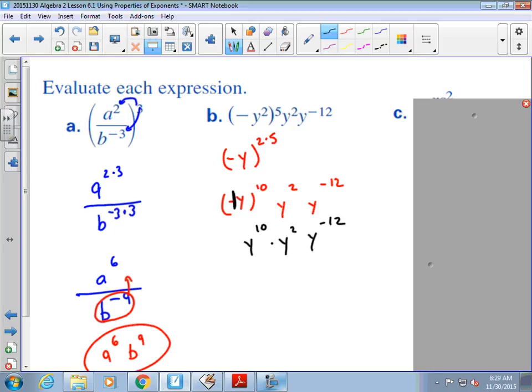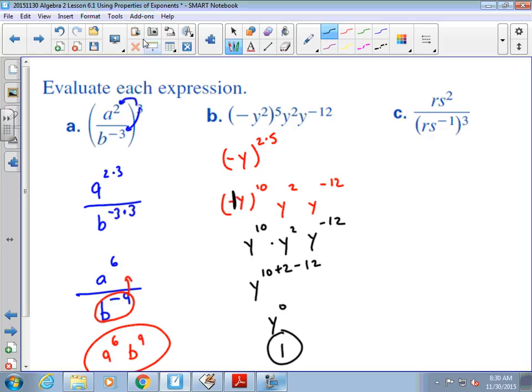So since they're all multiplying by each other, y times y times y, you add the exponents. 10 plus 2 minus 12. Again, I added that exponent negative 12. Minus 12 is the same thing as adding a negative. So 10 plus 2 is 12, and 12 minus 12 is y to the 0 power, which everything we know to the 0 power is 1. So we have 1 as our simplified answer for that.